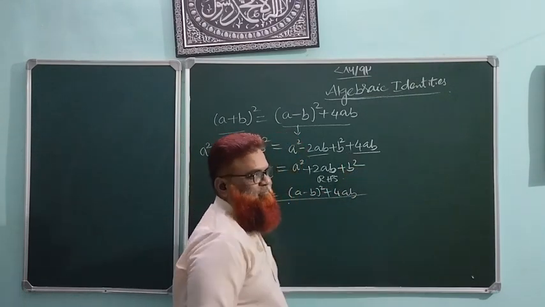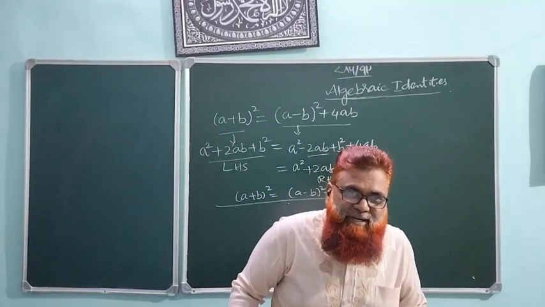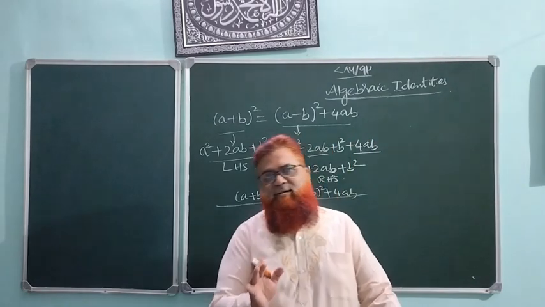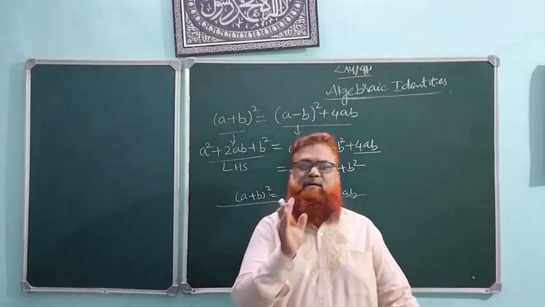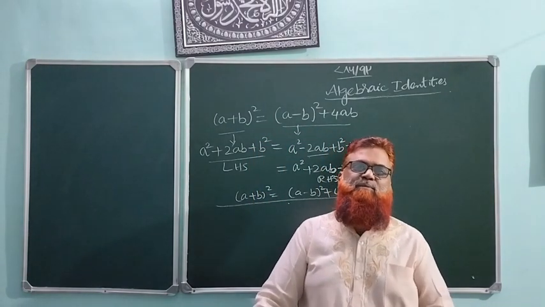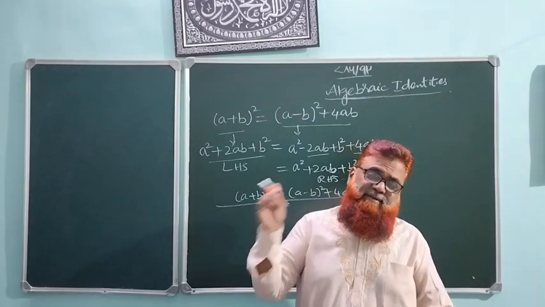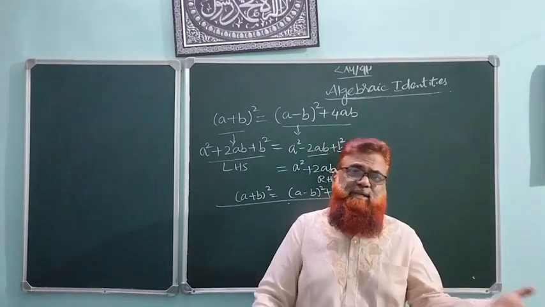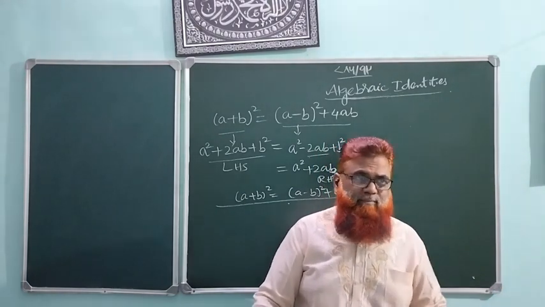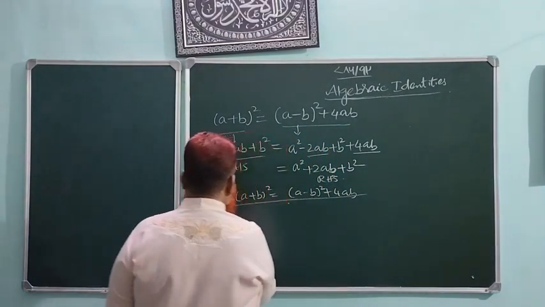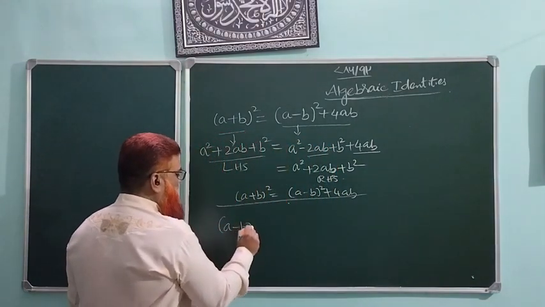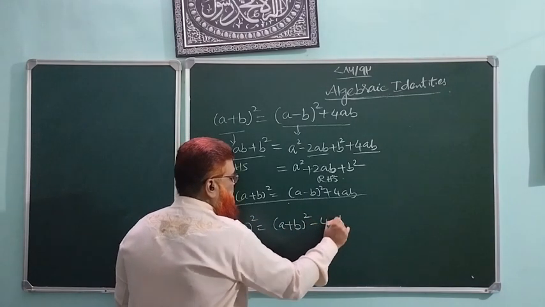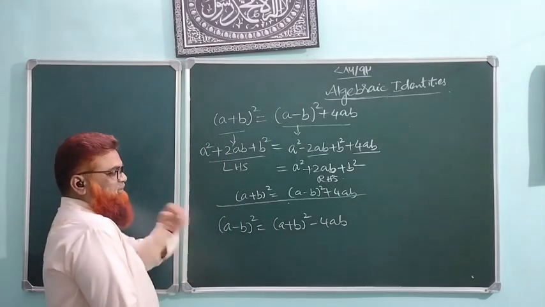This is one example. If you show this, it will be very interesting, because the children are only well acquainted with the common knowledge that a plus b whole square is equal to a square plus 2ab plus b square. But we should make them aware and understand that a plus b whole square can also be written as a minus b whole square plus 4ab. Then you make the reverse of this one. Here a minus b whole square is equal to a plus b whole square minus 4ab. This way you can prove it.